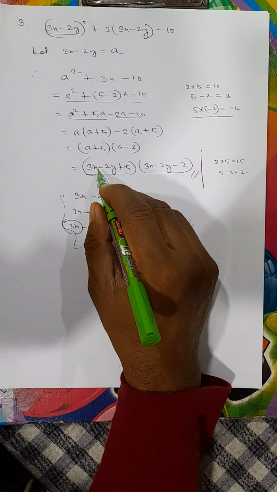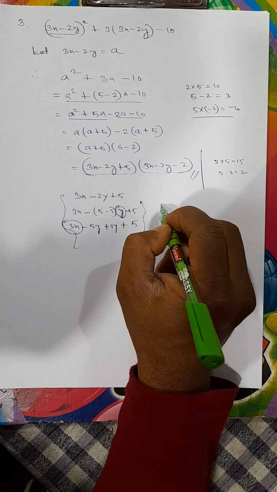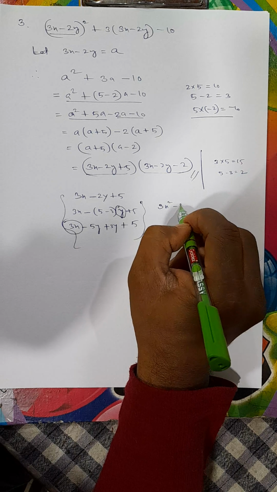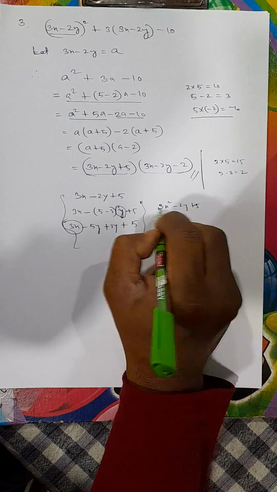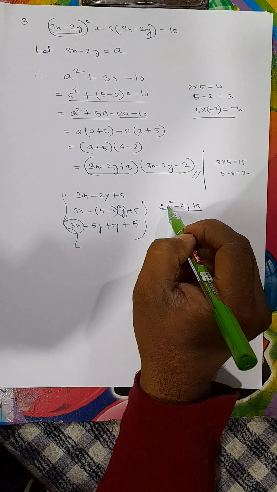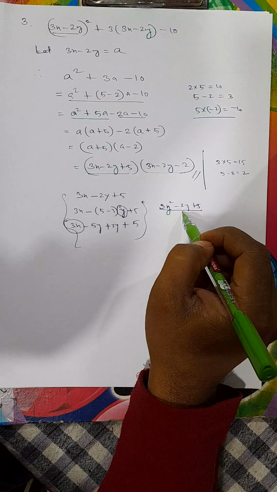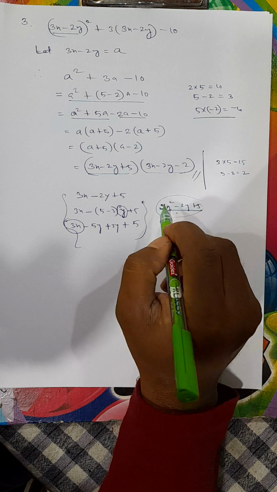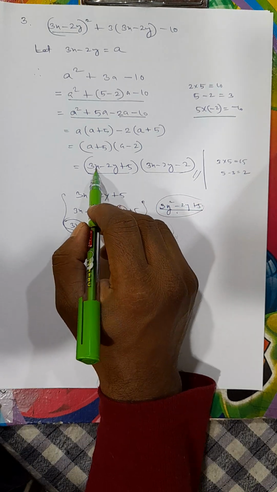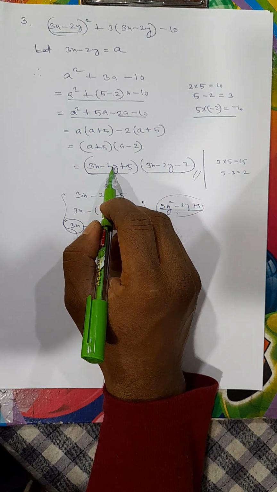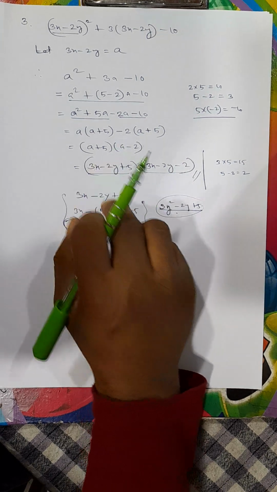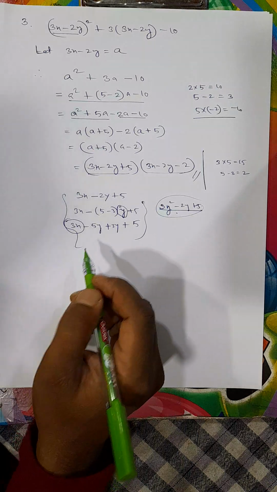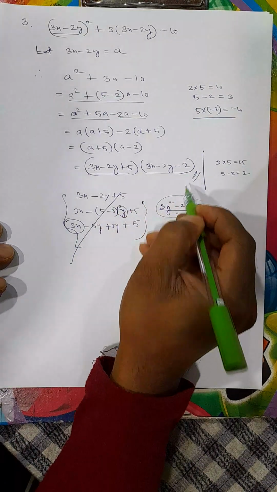It could have been done by middle term splitting if it was 3y squared minus 2y plus 5, like that, right? In that case we can go for middle term splitting, but this term contains variable x and this term contains variable y, so there is no use of doing middle term splitting here. So this is the final answer here.